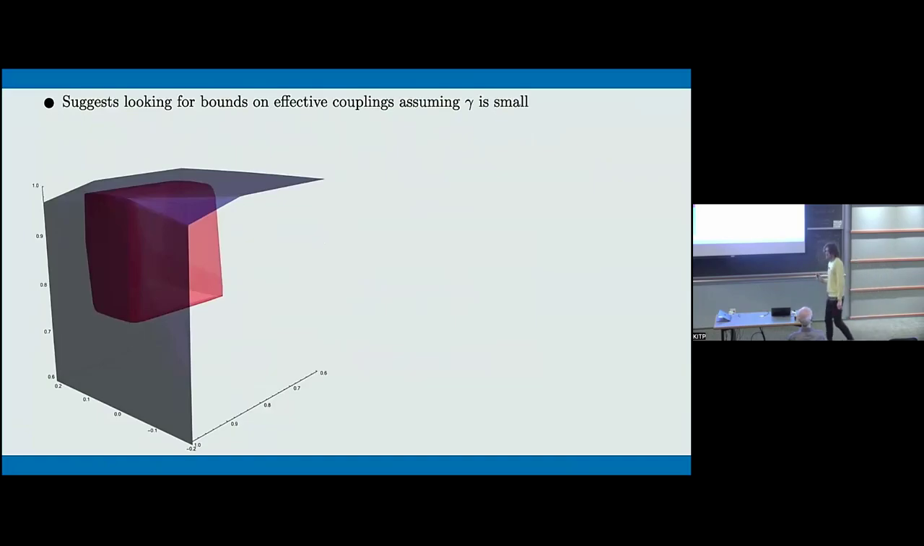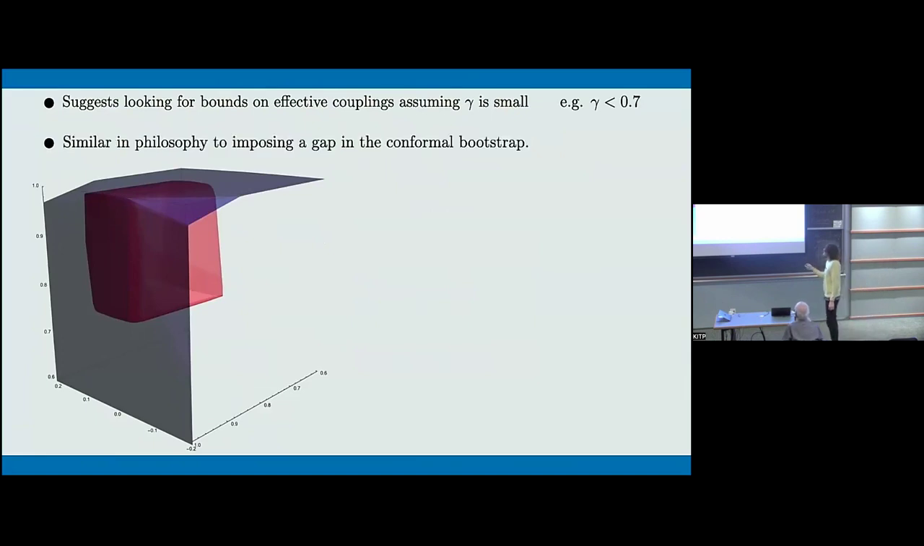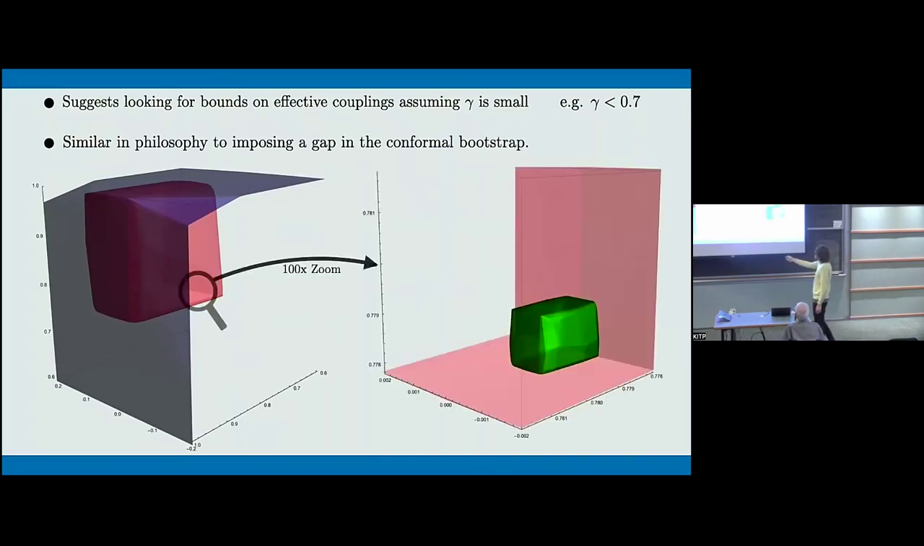I spoke very fast. And when you do that, for example, assuming that gamma is smaller than 0.7, which is, in philosophy, similar to imposing a gap in the conformal bootstrap, if you're familiar, you find that now these parameters x, y, and z must live inside this tiny, tiny island, which is 100 times smaller in linear dimension than the previous bound. And so in this way, we can determine these observables to 3 decimal places.